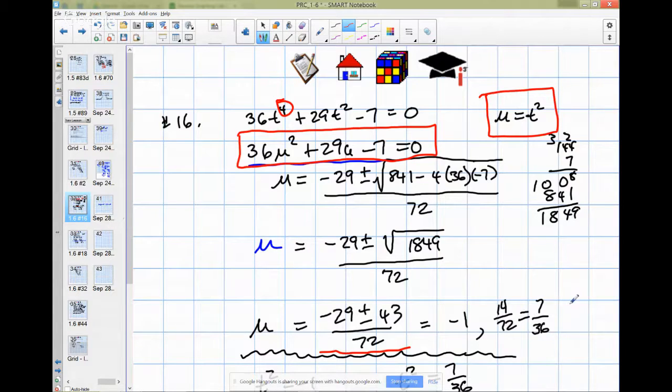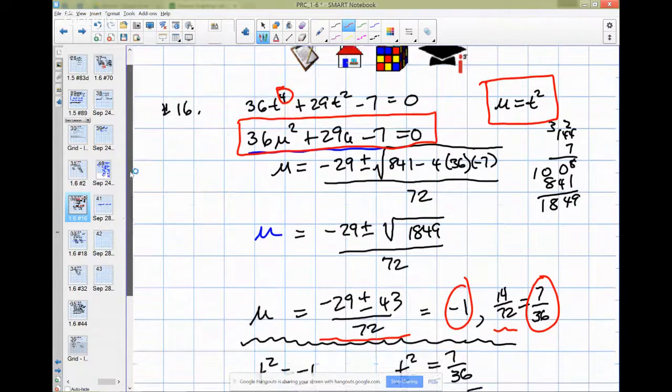So 2 answers are these 2. But that's u. That wasn't what we were supposed to find. We were supposed to solve for t. To do that, take the square root of each of them? Well, okay, what I have to do is substitute back again. So for every u, I have to put back in, look at the top right corner, a t squared, right?